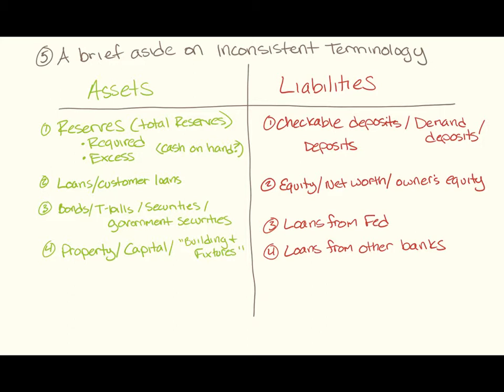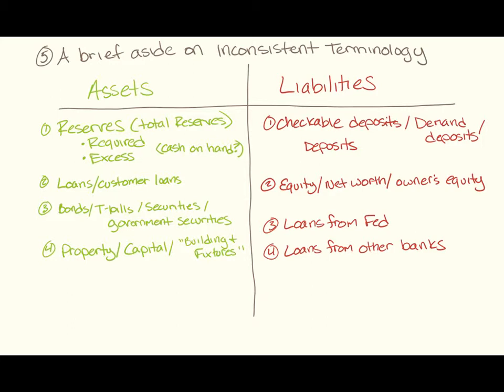So for reserves, sometimes they'll list it as reserves. Sometimes it's listed as total reserves. Most of the time, it's going to be broken apart between required reserves and excess reserves. And while I haven't seen this on the AP exam, I have seen some textbooks refer to this as cash on hand in their questions. So reserves, total reserves, cash on hand, they're all the same thing. And then they need to know the difference between required and excess. So don't let that throw them off. Loans are usually loans, but occasionally on the AP exam, they'll be customer loans for reasons I don't really know.